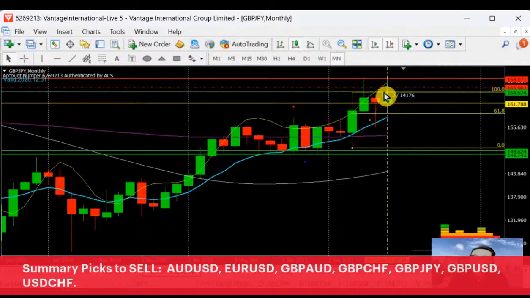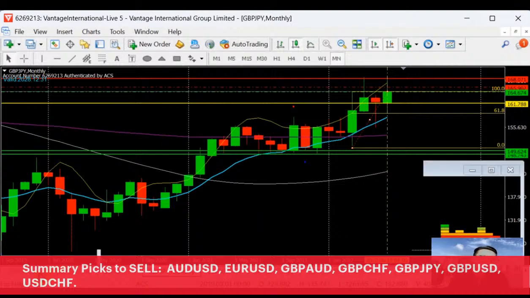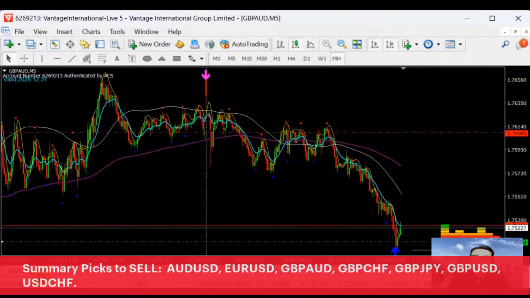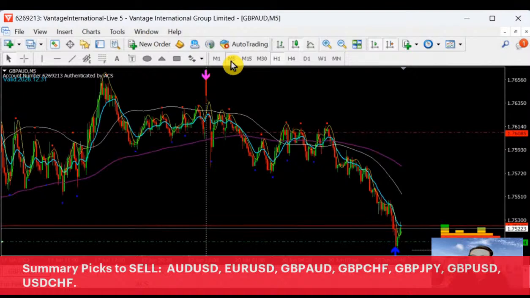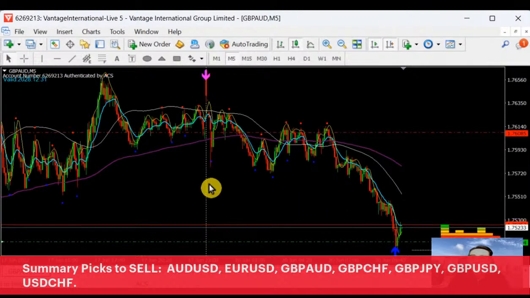Pound Aussie, right now Pound Aussie, earlier on before I started the live streaming, I have taken one. Right now it's quite near to the support, so I guess this is not very advisable yet for selling.